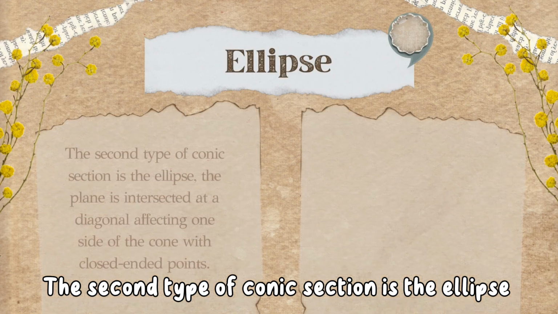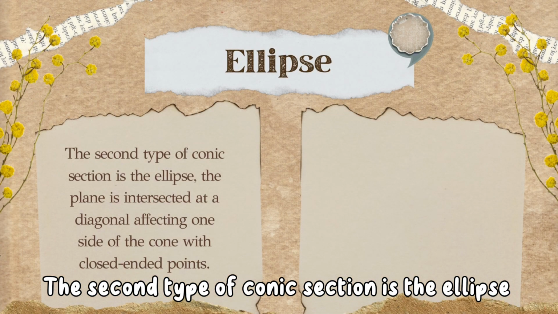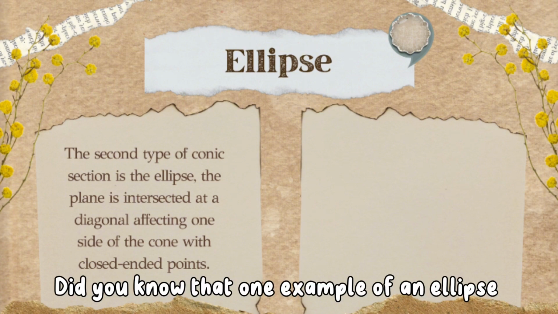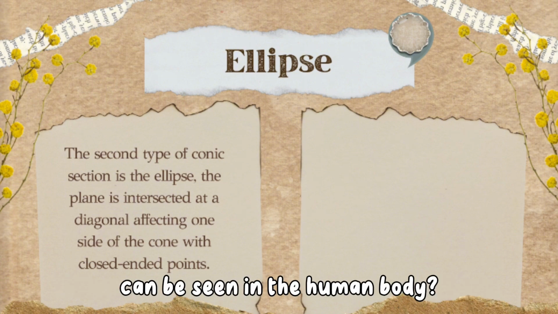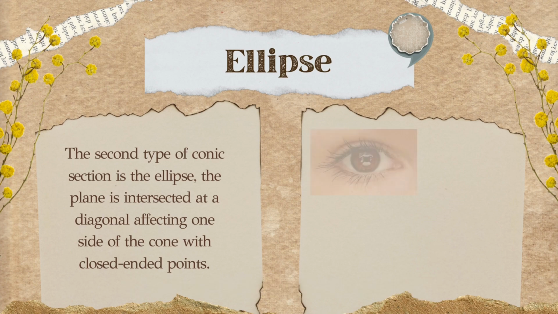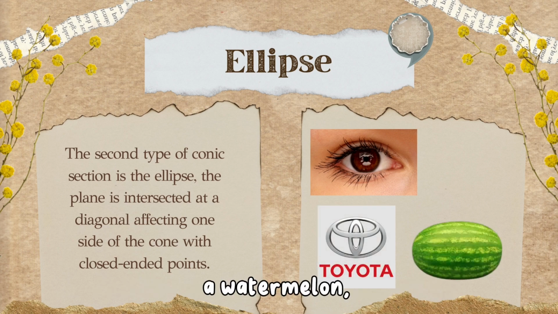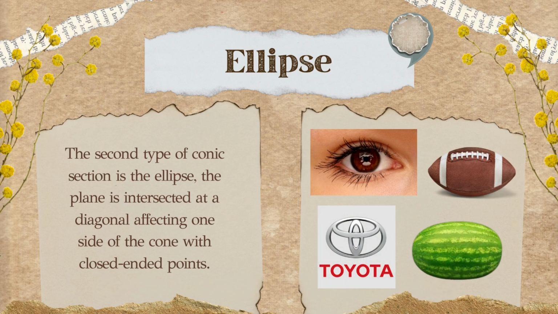The second type of conic section is the ellipse. The plane is intersected at a diagonal affecting one side of the cone with close-ended points. Did you know that one example of an ellipse can be seen in the human body? It's our eyes. Another example is the Toyota logo, a watermelon, and a football.